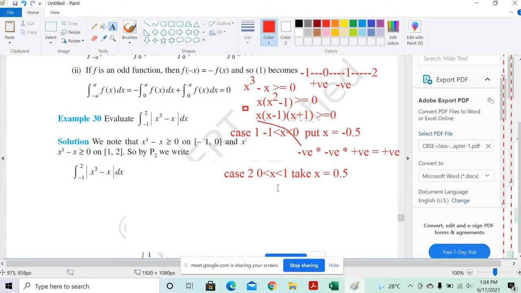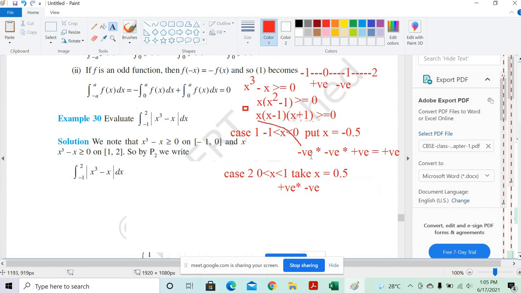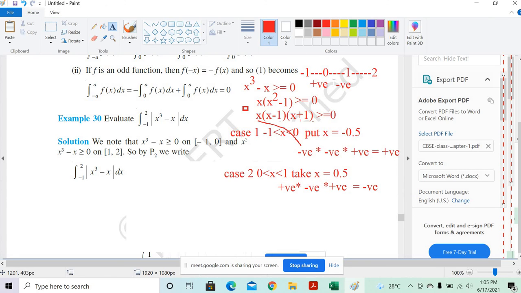Now substitute in this one, x into x minus 1 into x plus 1. So 0.5 is positive, into x minus 1, 0.5 minus 1, negative. And then 1 plus 0.5, again positive. So positive into negative into positive will give you what? Negative only. Correct? So that's why we put negative here. Between 0 to 1, this function is negative.